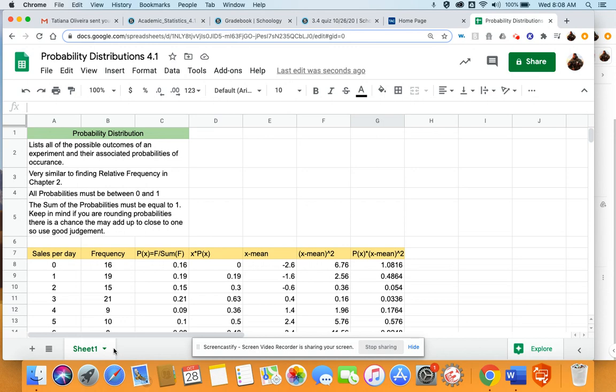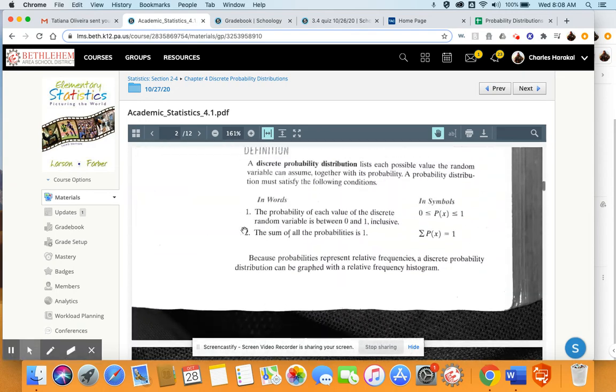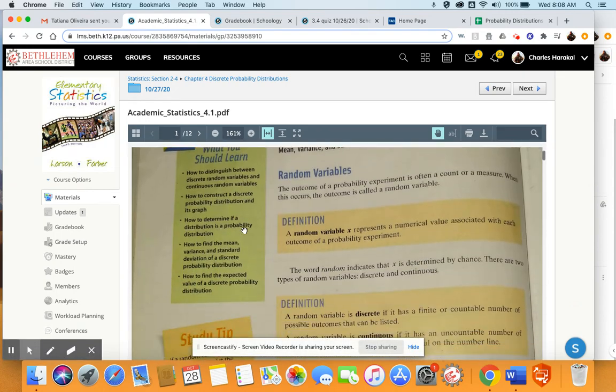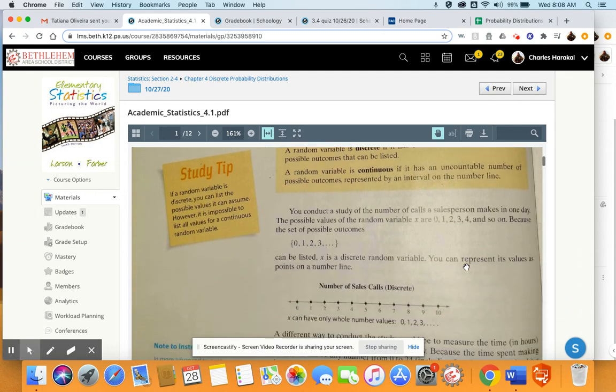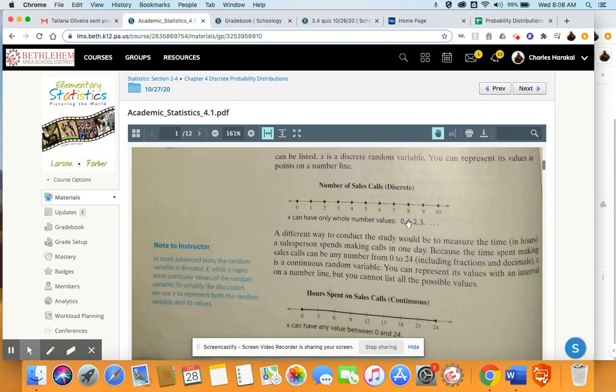Yesterday you started taking notes in section 4.1, probability distributions. I have it up right here. I think the first couple topics were what a random variable is, and what a discrete random variable is versus continuous. Discrete being things that are counted, continuous being things that are measured. The number line is a great way to illustrate this.